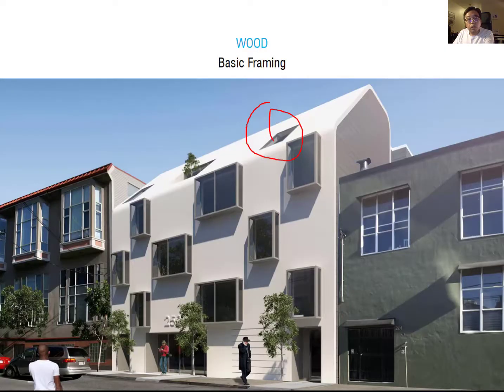So now we talk about the basic framing. How are we using this timber framing to make the wall or the slab? We can talk about the basic wood framing in wood construction buildings. When I worked in San Francisco, the project was a Type 5 building construction. You remember what Type 5 is, which is the timber structure.